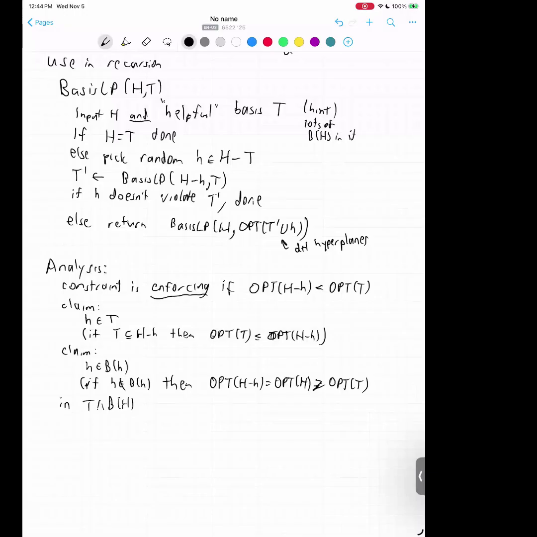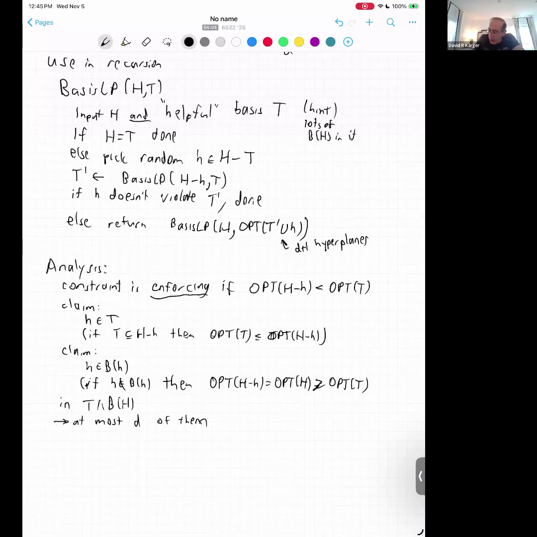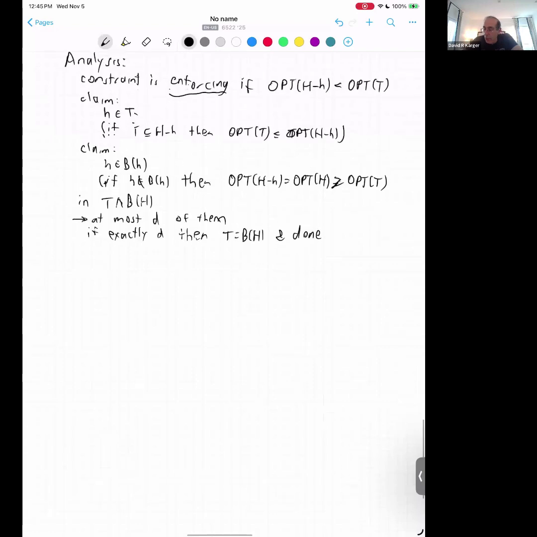So certainly that means that there are at most D of them, because it's an intersection of two sets of size D. And if there are exactly D of them, then it must be the case that T is equal to B of H, and we're done. Because that's the only way that the intersection could be of size D. Okay. So moving on some more.